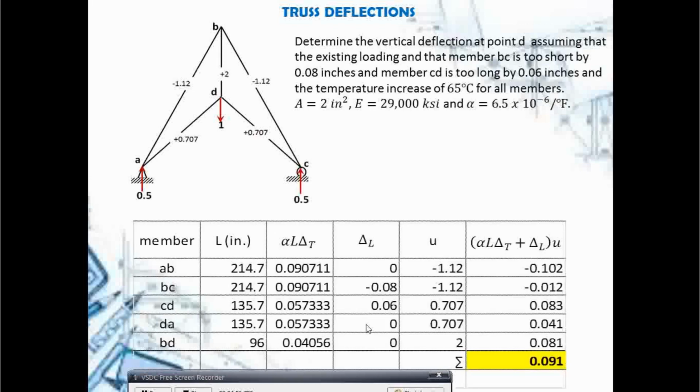Again, that is the problem. So, I'm going to use a table, parang yung ginawa natin in the previous slides. The first column is the member. The second column is the length. I converted the length into inches para mas madali.